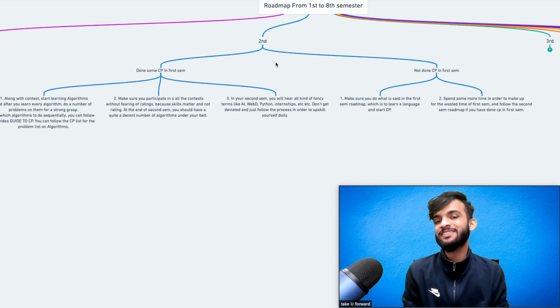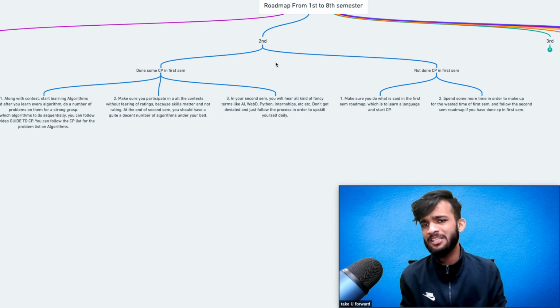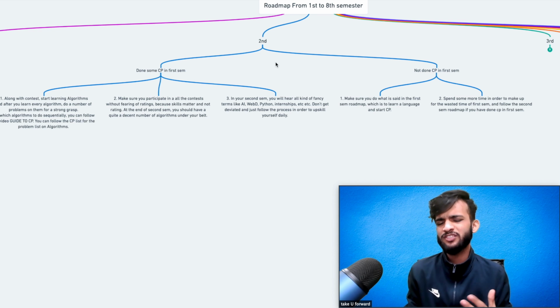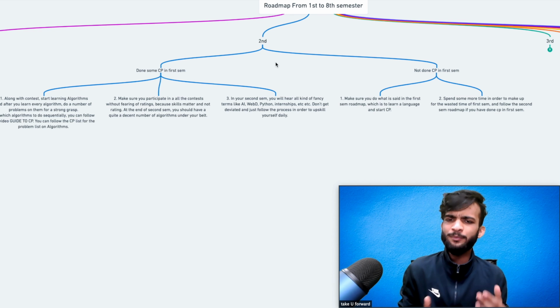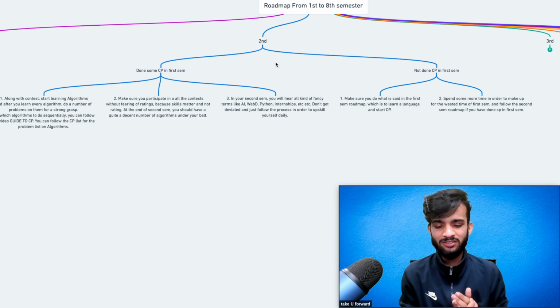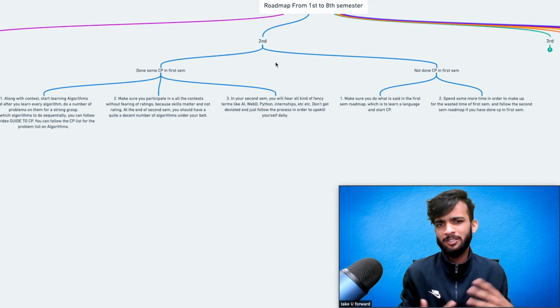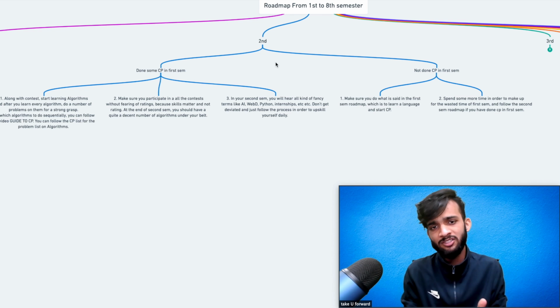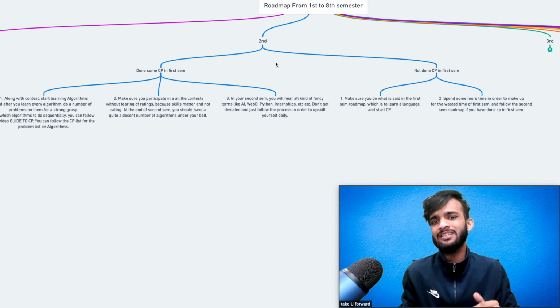Now let's come to the second semester, where we have two possibilities. Either you'd have done CP in your first sem, that means you would have started with CP, or you would not have done anything in your first sem. So let's assume you have done CP in your first sem. What you need to do basically is, along with contests, till now you're participating in contests. So your implementation skills, your C++ STL or Java collections or libraries, or your constructive algorithms are now on the better side.